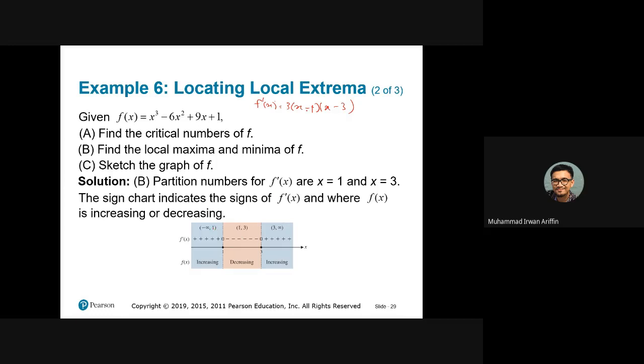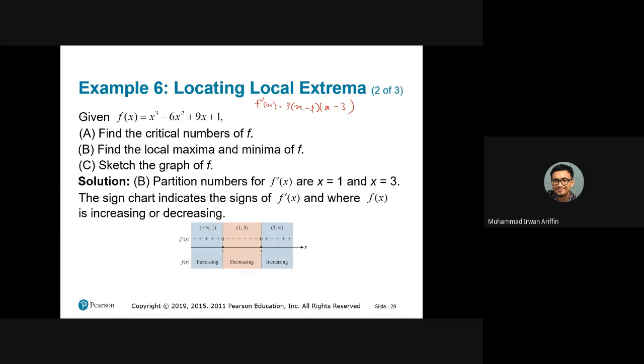From 1 to 3, the values of x are greater than 1 but less than 3. So this term would be positive, but this term would be negative, isn't it? Because the value would be less than 3. So a positive number multiplied with a negative number would give us negative. So f prime of x would be negative.